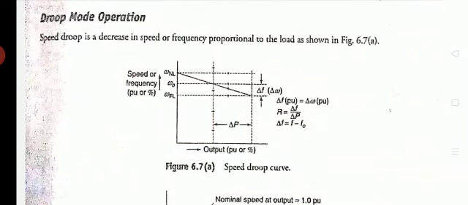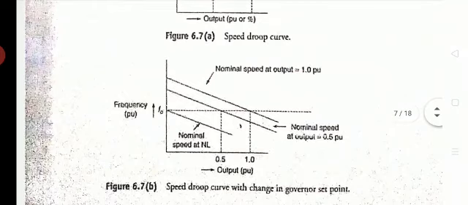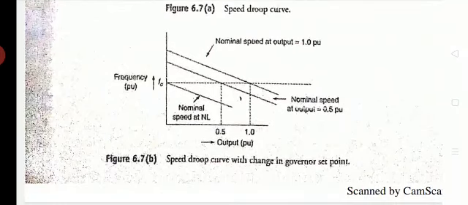What is given here? Speed droop is a decrease in speed or frequency proportional to the load. Okay. So Figure 6.7b is a speed droop curve with change in governor set point. What we can do here is change the set point of the governor in order to maintain the frequency. The set point we have for the speed, the set point we have for the frequency, can be varied from the governor mechanism. Okay, so you can observe this curve.